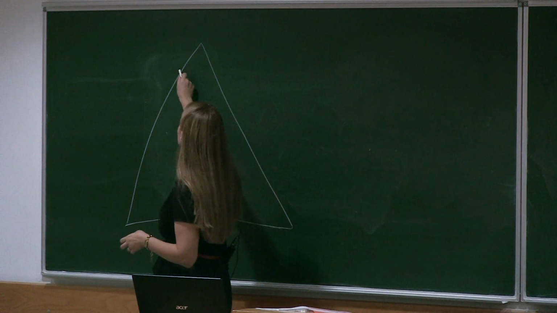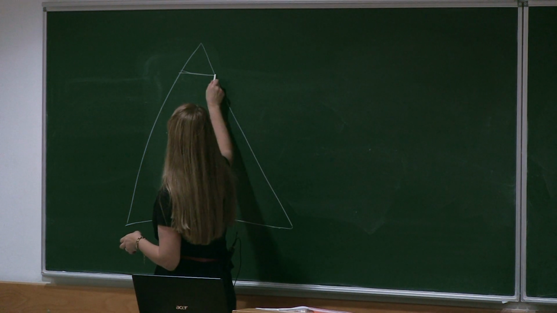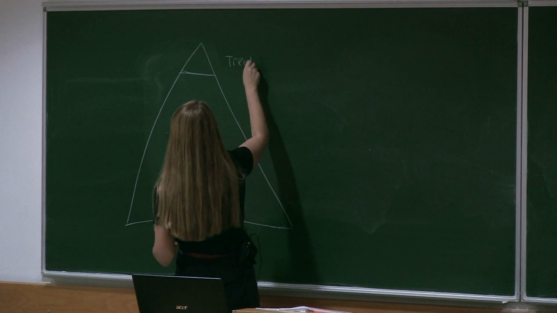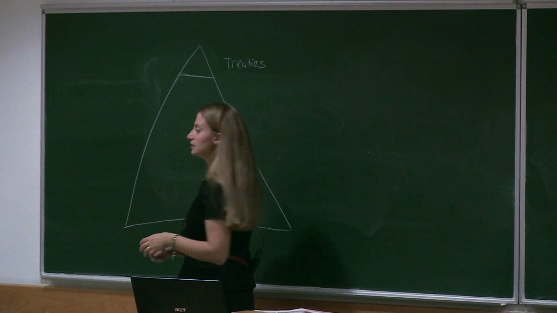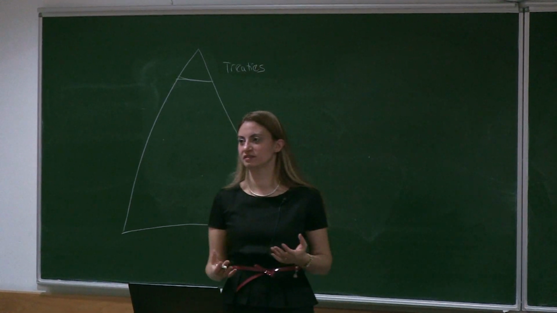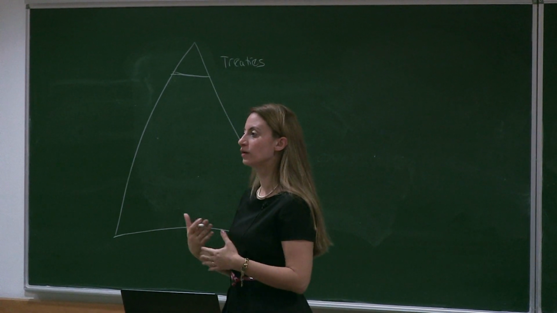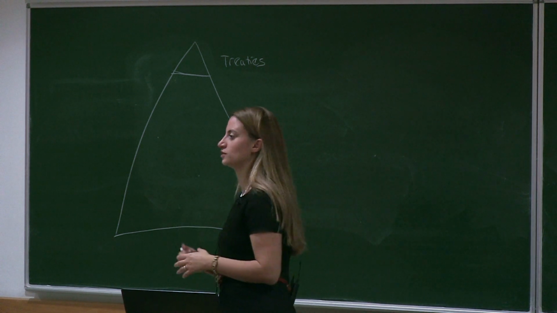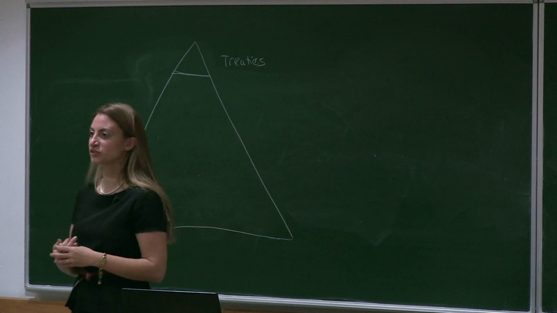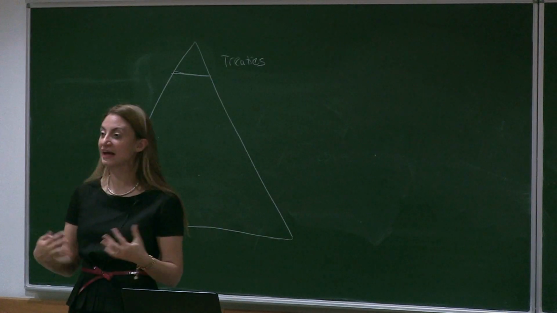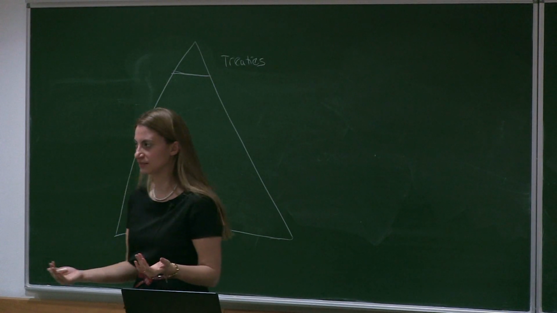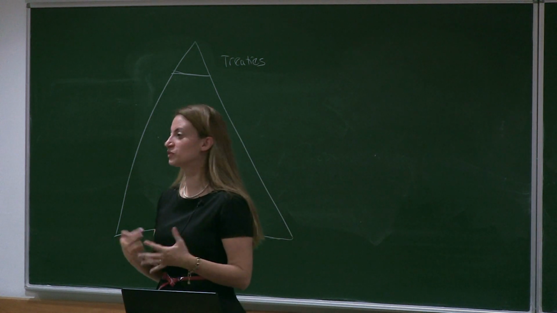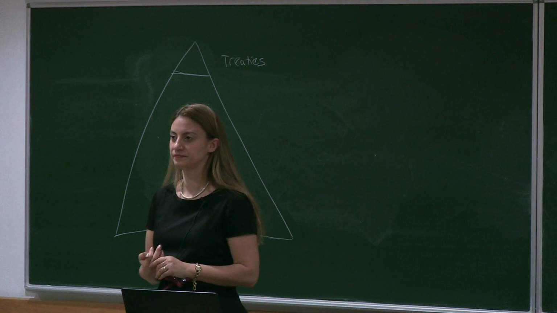So on the very top of the pyramid, we will see the treaties. These are the treaties that have founded the European Union, or the treaties that have amended and changed the institutional and political structure of the European Union. These are the founding treaties and amending treaties. Which treaties am I talking about?